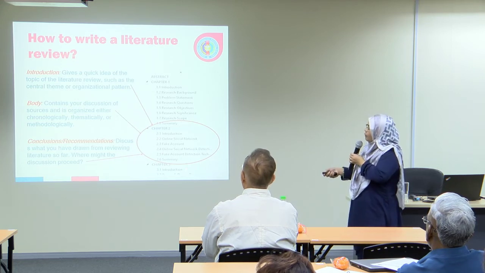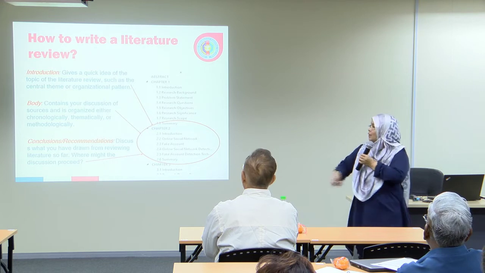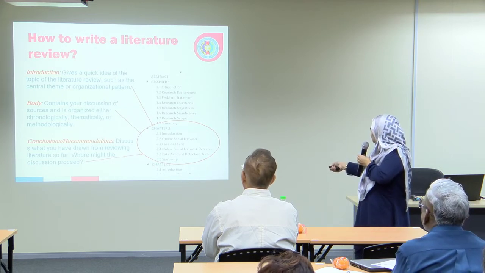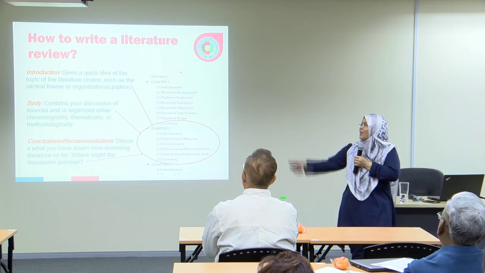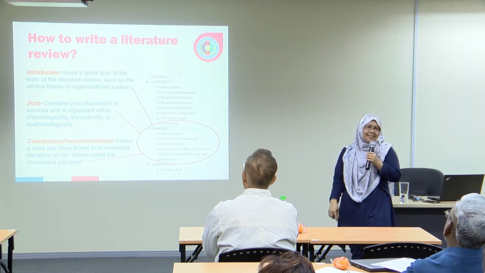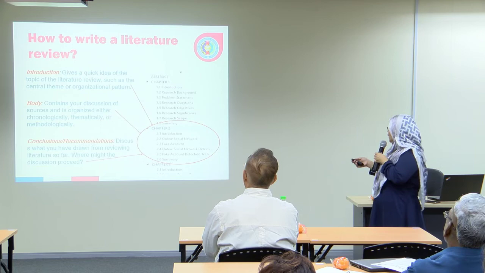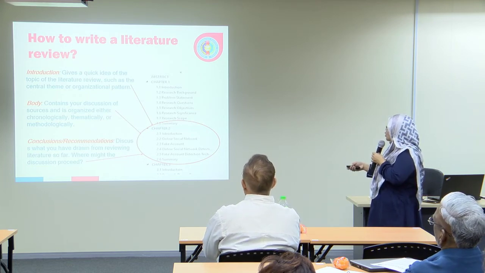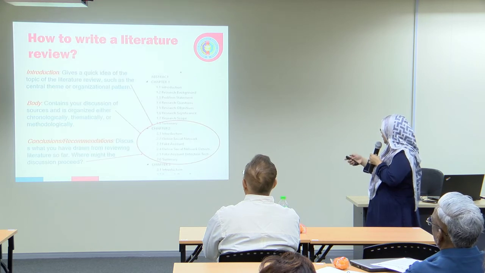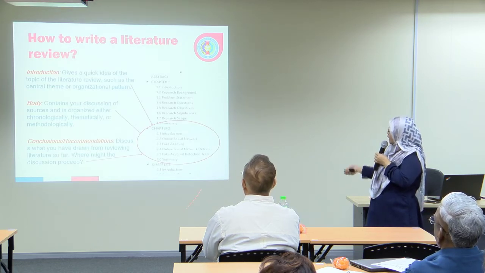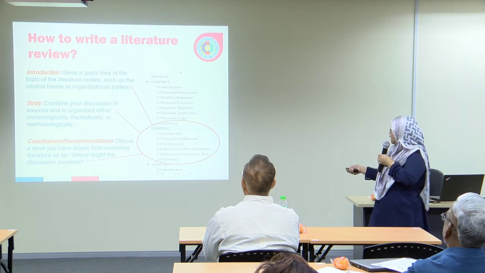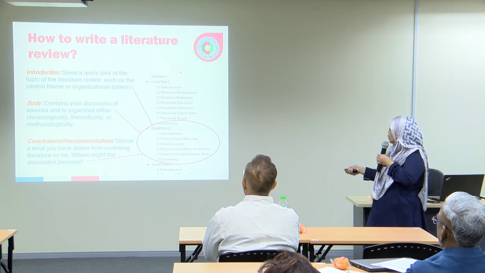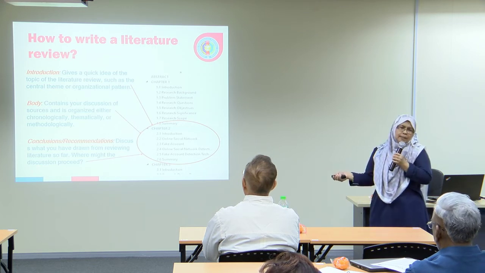Once you get the topics, you can get 2.2, 2.3, 2.4, 2.5 already done, from only the topic. Okay? It's not hard to do. And for the body content, your discussion and sources, you have to search for them. You can find this on the internet. Organize either chronologically, thematically, or methodologically, and give recommendations: discuss what you have drawn from reviewing the literature so far, and where the discussion might proceed.